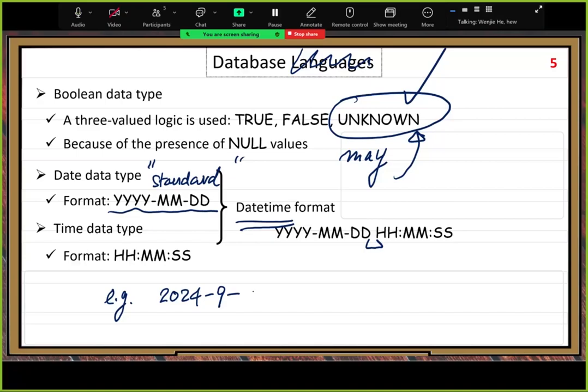So then, if for September 8th, sometimes people do not use 2-digit representation. People just use 1-digit representation. 8th, like this, okay? The DBMS does not reject it, okay? Because although it does not follow the standard exactly, but very close to the standard, right? So in this situation, the DBMS does the conversion for you automatically, okay? So auto conversion.